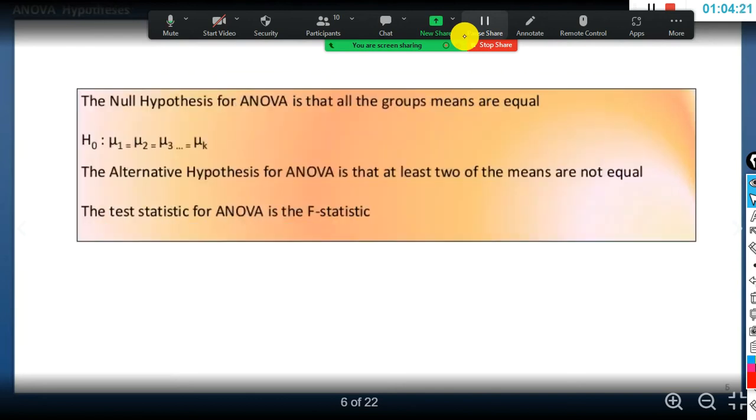Now, how do you define a null hypothesis in the case of Anova? Simple, right? The population 1 mean is equivalent to the population 2's mean and population 3's mean.